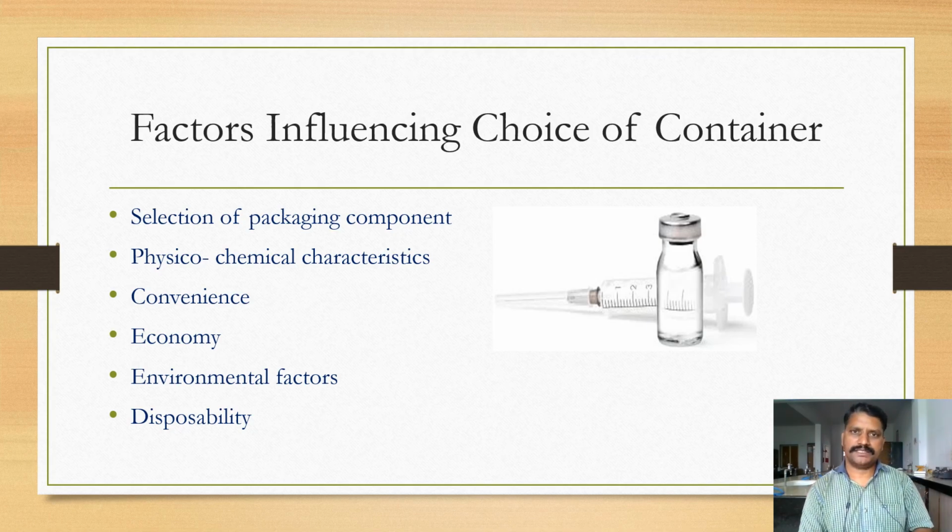Environmental factors. There are many environmental factors affecting the stability of the container, which you should consider while selecting the best container, such as temperature, pressure, oxygen, humidity, light, etc. Then disposability. It should be easily disposable, meaning eco-friendly. So these are the very important parameters, or the factors influencing the choice of container.